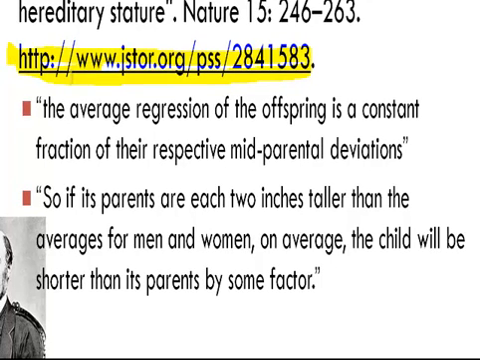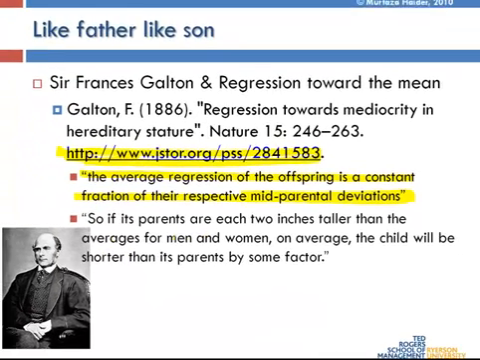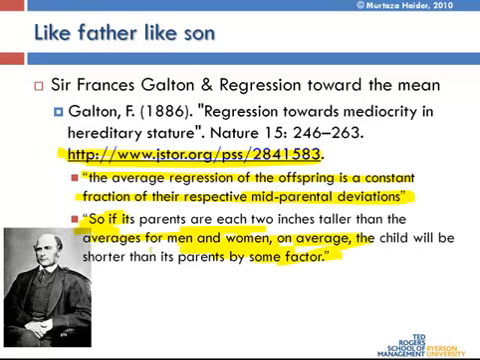One of the interesting quotes that I found from the paper was that the average regression of the offspring is a constant fraction of their respective mid-parental deviations. And so if the parents are each 2 inches taller than the averages for men and women, on average the child would be shorter than its parents by some factor. Obviously, it was a breakthrough study, not just in terms of genetics, but also in terms of the methods used to study this, and therefore the result was amazing.